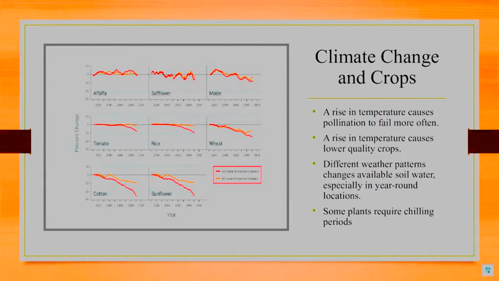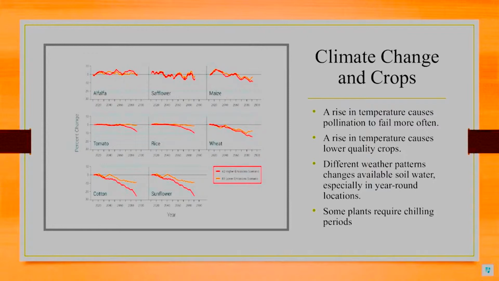Different weather patterns can change available soil water, especially in year-round locations. Places where people plant their crops often all year round may depend on more water in their soil. If there are droughts happening and not as much precipitation, it can cause the crops to fail.